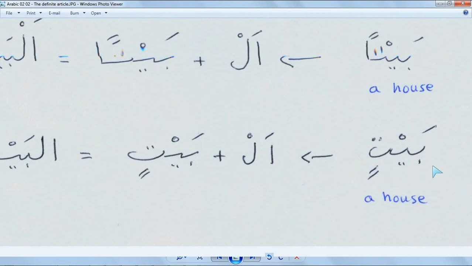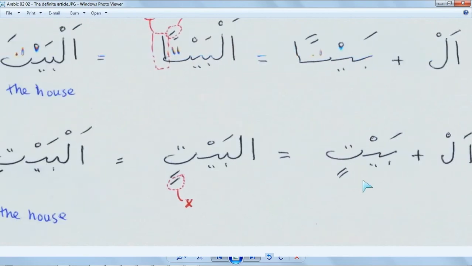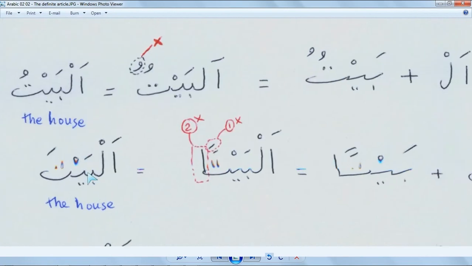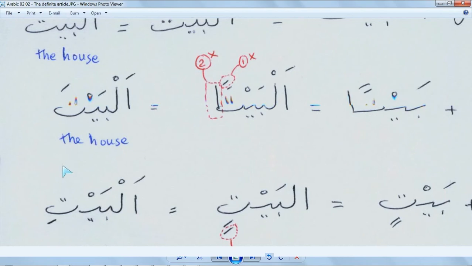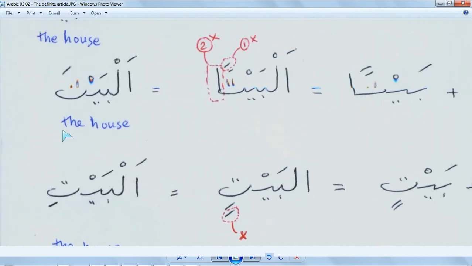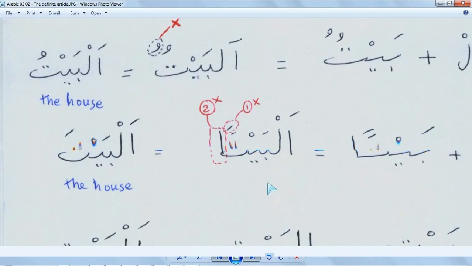And then finally baytin. If we add an al to baytin, we would literally get al baytin, but you're not allowed to have that tanween, doubling of the vowel on the last letter. The al makes us remove one of those vowels to become al bayti. So remember, on the left hand side, al baytu means the house, al bayta means the house, and al bayti means the house. So the vowel on the last letter does not change the meaning.